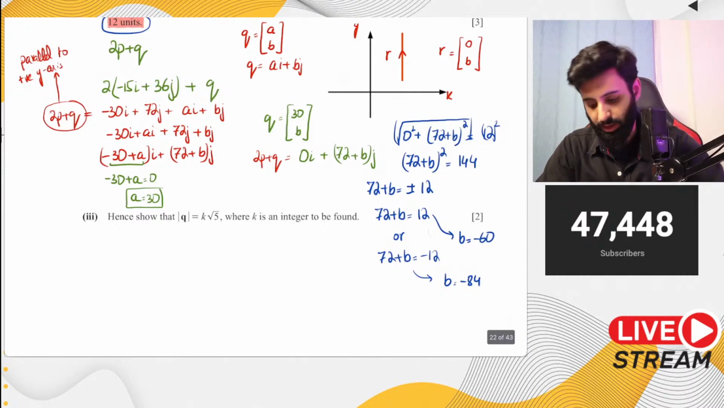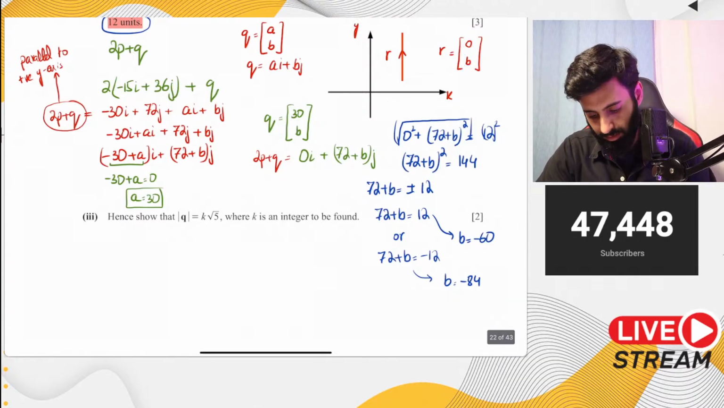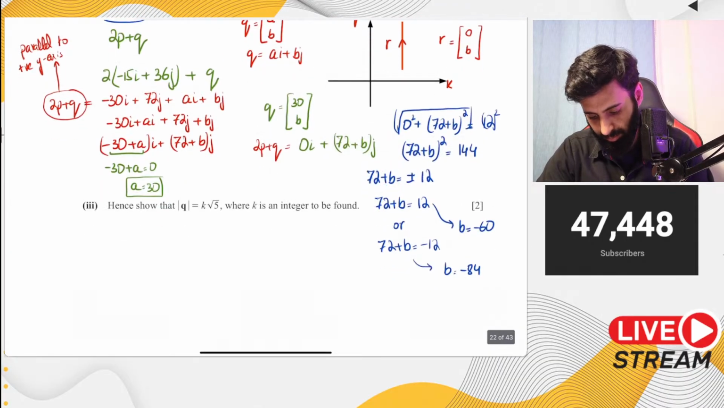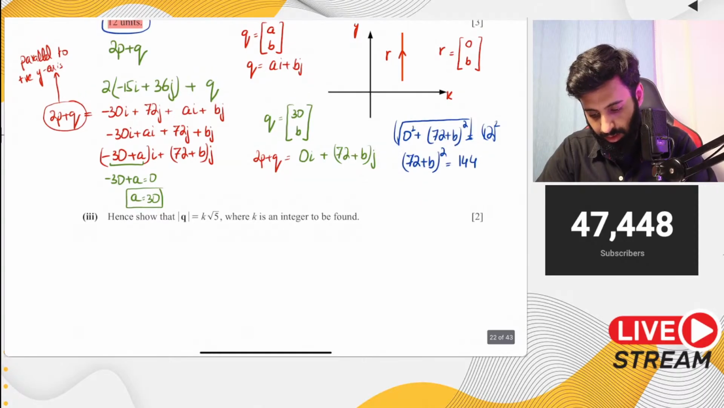Acha, one second, wait a minute. Actually, there will be no plus minus. Sorry, my bad. Because the square root and the square will cancel out each other. Yeah, the square root and the square will cancel out each other. Let me do this part again.